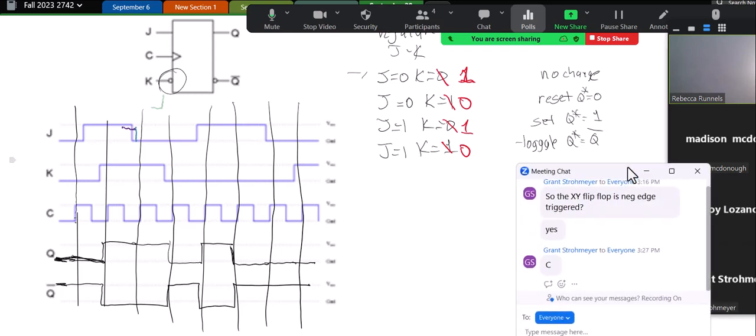Okay, so any questions on those concepts? And I'm going to stop and save this one before I go on to the next question. How did you know that it was a positive edge triggered again?